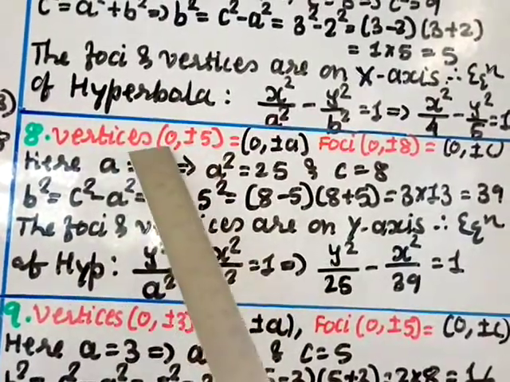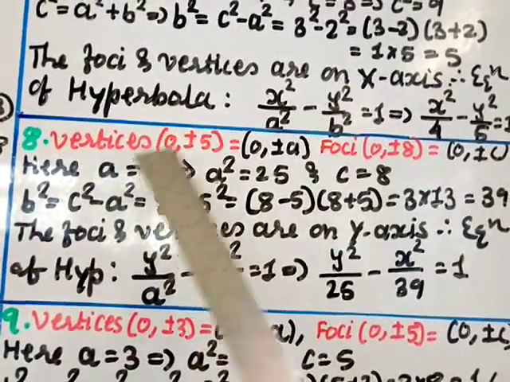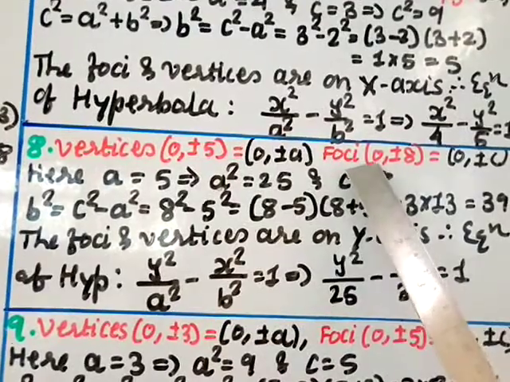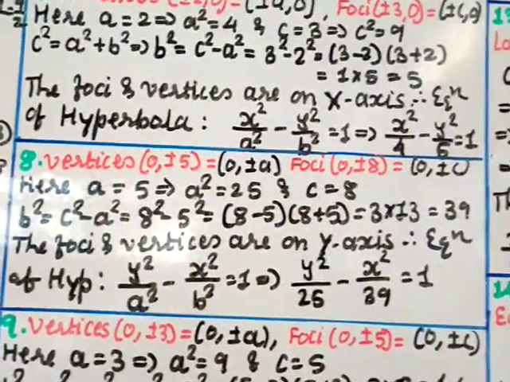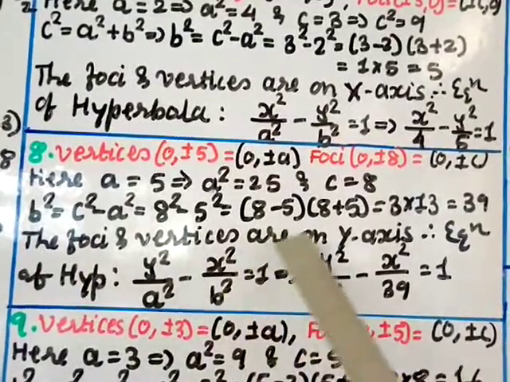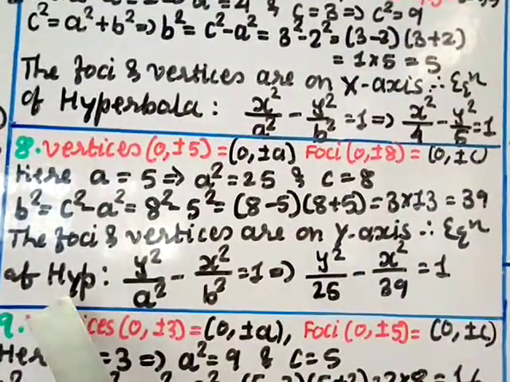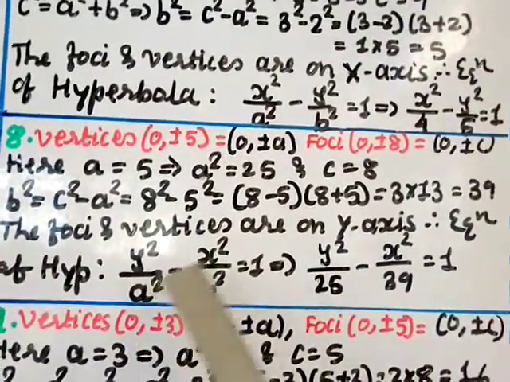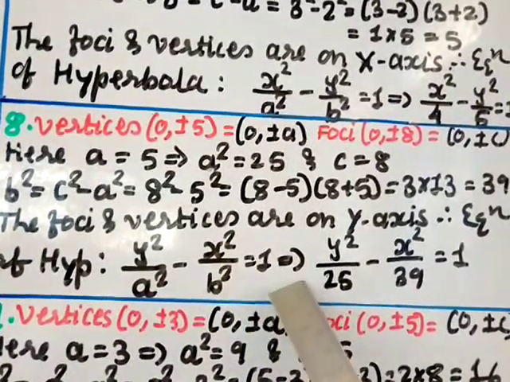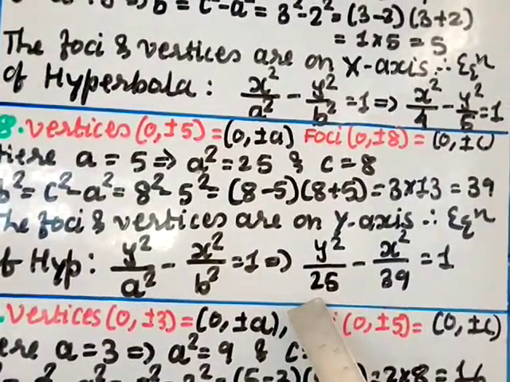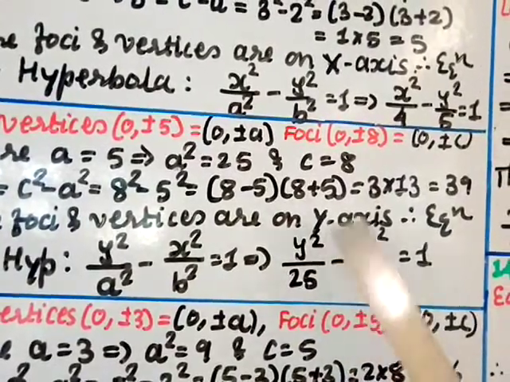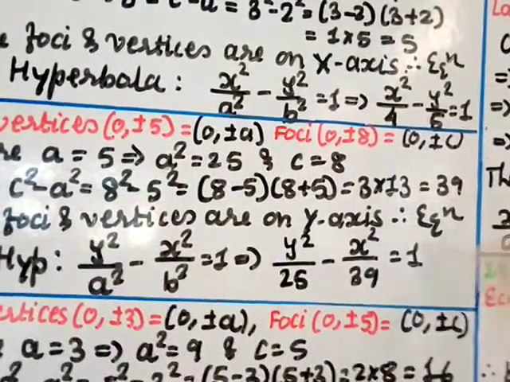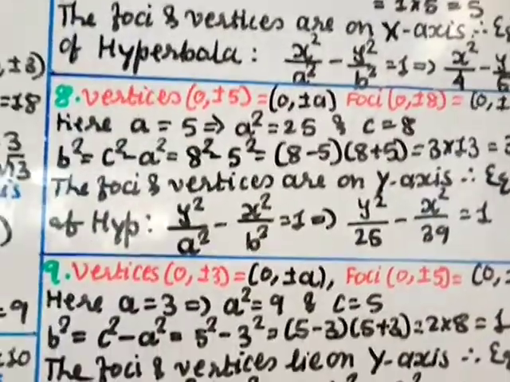Now here I already said that as the x coordinate of vertices and the x coordinate of foci are 0, that means the foci and the vertices are on the y-axis. Therefore the equation of the hyperbola is y square by a square minus x square by b square equal to 1. This implies y square divided by a square, where a square value is 25, minus x square by b square, where b square value is 39, equal to 1. So that is the required equation of the hyperbola.